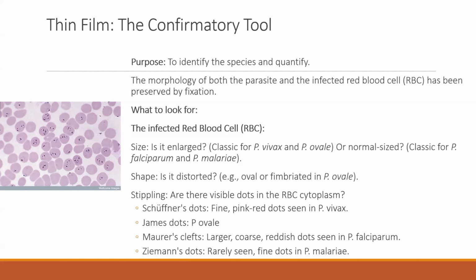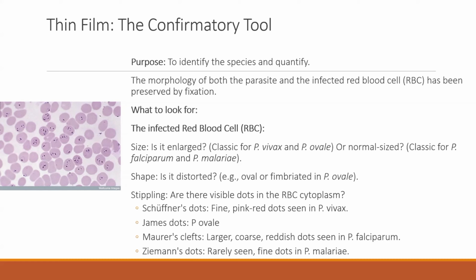So what are we looking for when we review a thin film? We are looking for an infected RBC. So in this infected RBC, what are we looking for? Is the size enlarged or has the RBC maintained its normal size? If the size is enlarged, this is a classical P. vivax. It's also classical P. ovale. They tend to tamper with the morphology or the size of an RBC. If the size is normal, this is classical for P. falciparum or P. malariae. They don't tamper with the size of RBC.